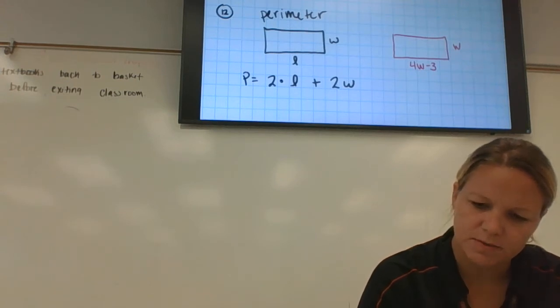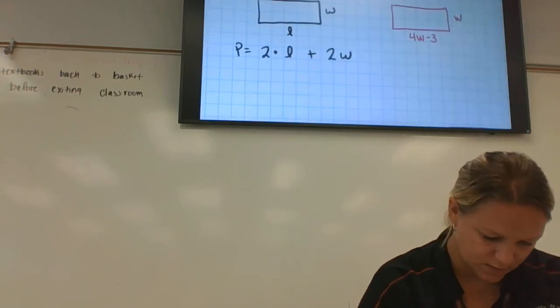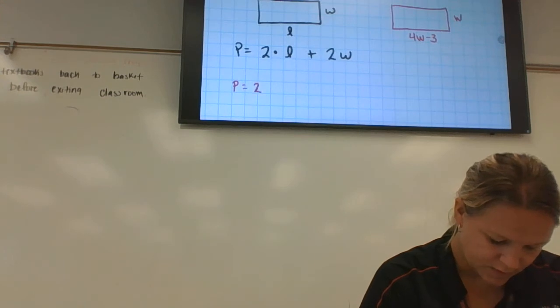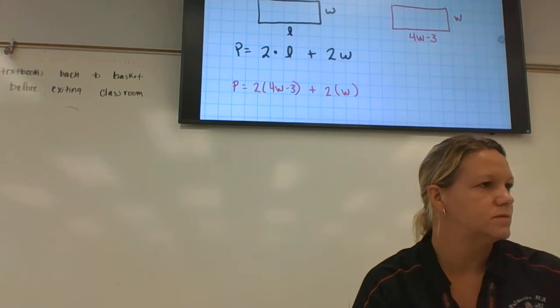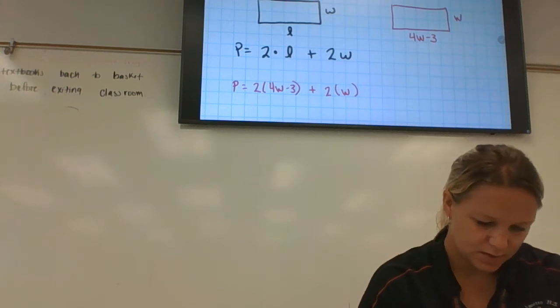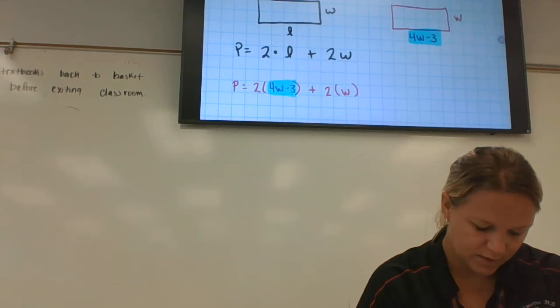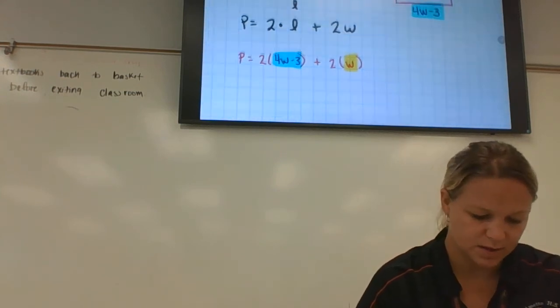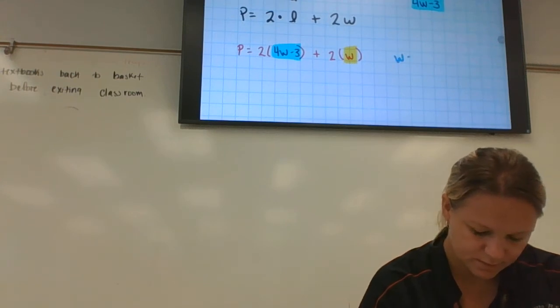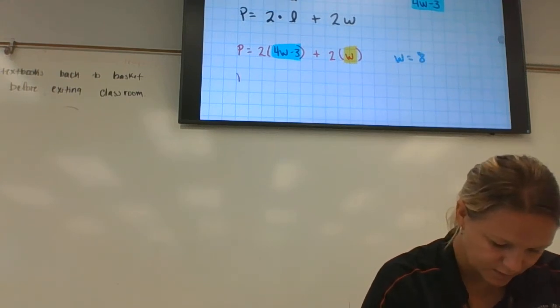Says to write an expression for the perimeter, evaluate when W is 8. So the perimeter would be 2 times 4W minus 3 plus 2 times W. So I put that in for L. And I put that in for W. We good so far? And now it tells us W is 8. So we'll continue to plug in.